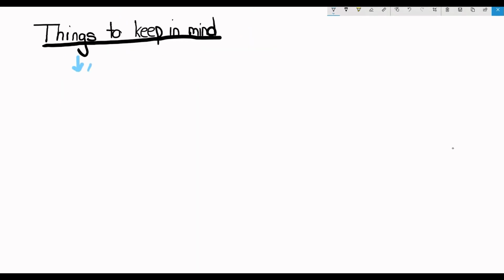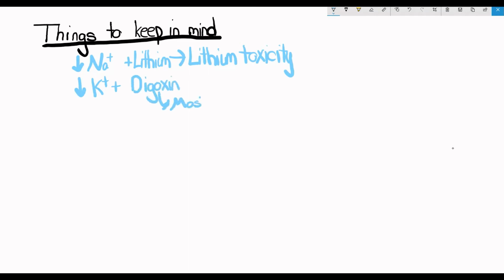Some things to keep in mind are that if you're taking lithium and you have decreased sodium levels, then you're at increased risk of lithium toxicity. I said this before, but a lot of diuretics are sulfa drugs, so check for allergies. Besides the potassium-sparing diuretics, all of them cause significant potassium loss.